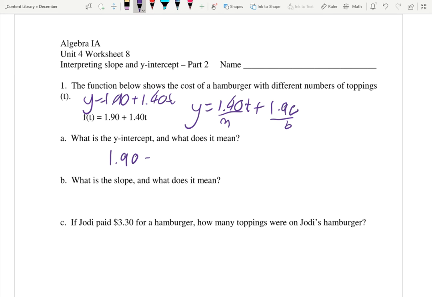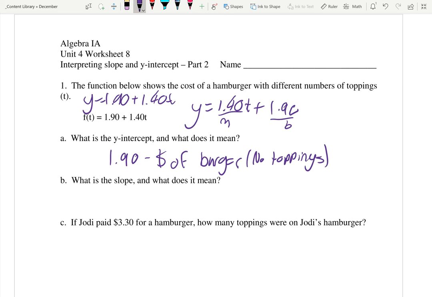Remember, t is toppings, right? So the 1.40 has to do with toppings. The 1.90 is the price you pay if you don't get any toppings, right? If t was 0, the 1.40 would disappear, and you just have 1.90. So 1.90 is the price of the burger without any toppings, just kind of the plain hamburger price, okay? So price of burger with no toppings, essentially. Just how it comes.